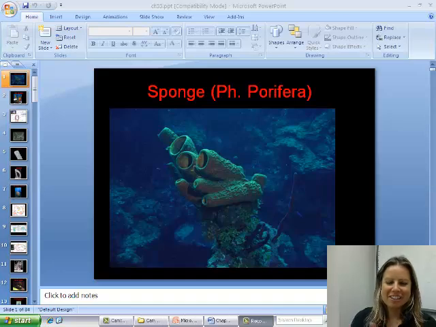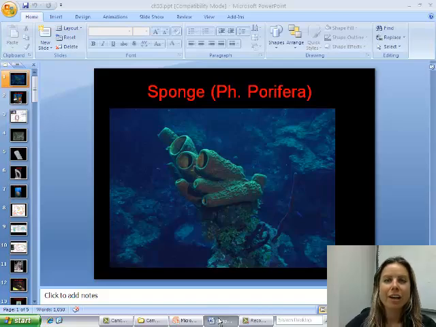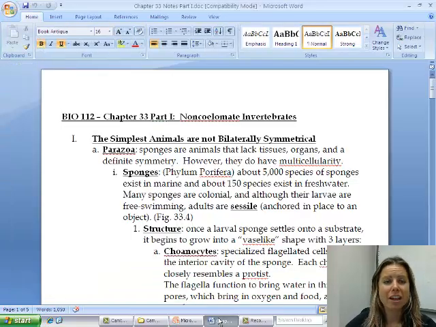I'm so excited. Chapter 33 and 34 are my favorite chapters. Okay, so chapter 33 is broken up into two pieces because it's a huge chapter. And what we're going to be doing at this point is getting into all of the different phyla and classes that are out there. And there are a lot, I'm not going to lie to you.